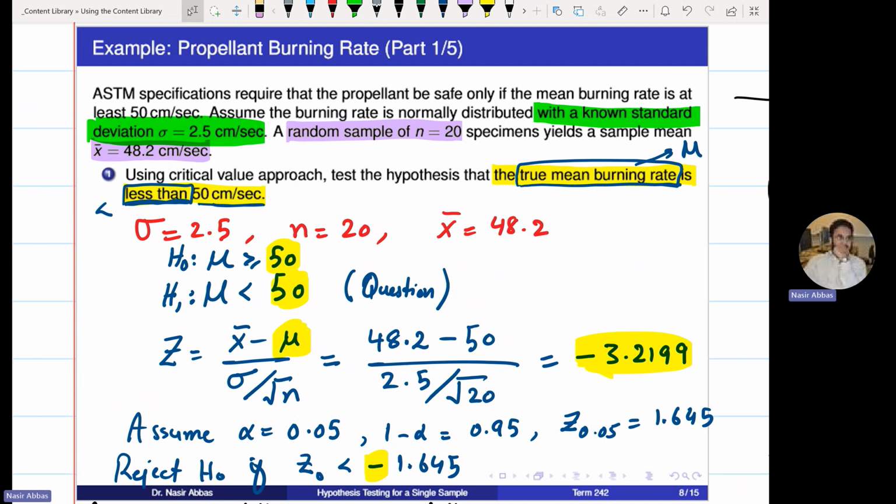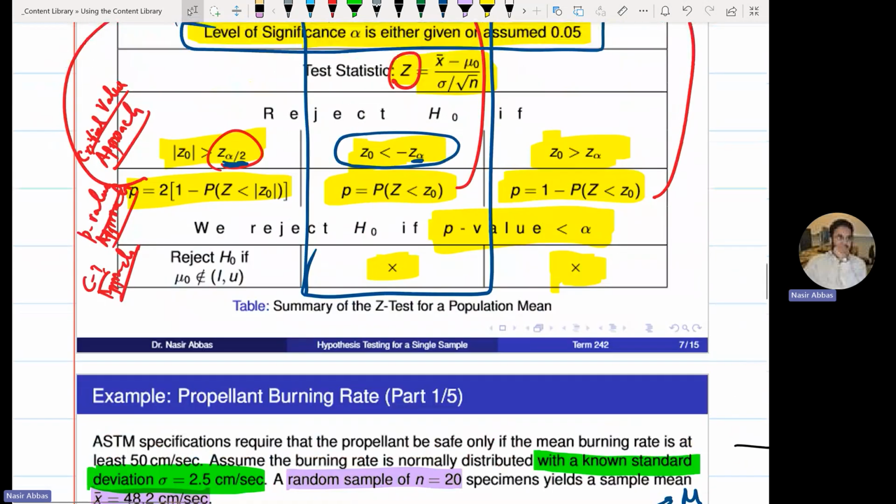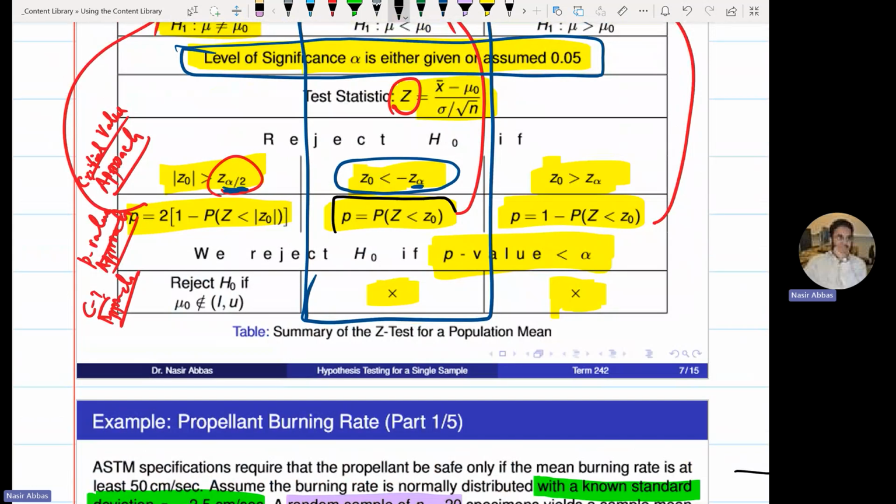Clear? Let's move on to part 2. In part 2, we have to do exactly the same thing, but in part 1, we followed the critical value approach. That is, we computed the value of Z and compared it with the critical value. If it falls in the rejection region, we reject. If it doesn't, we fail to reject. Here, the question says use the p-value approach. So again, refer back to the same table. We are given an expression for the p-value. We have to find this p-value.